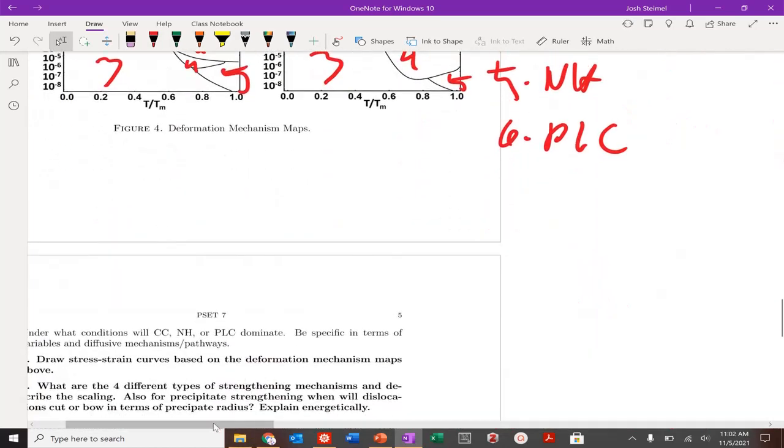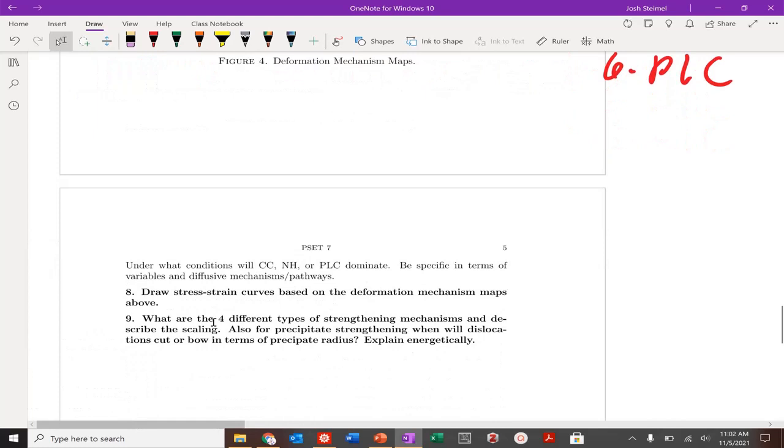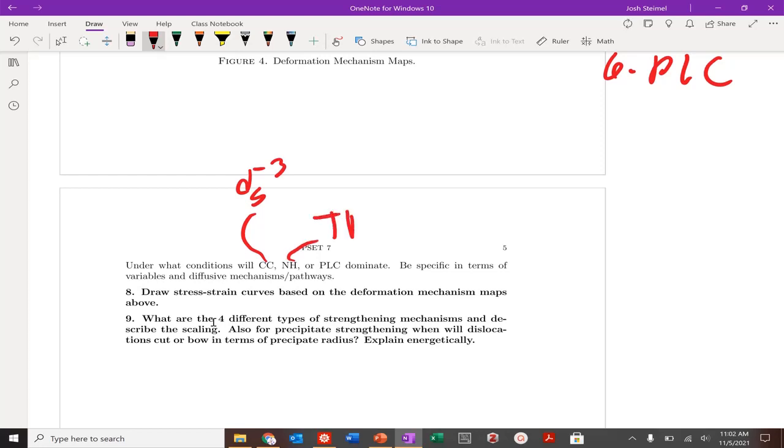Under what conditions will Coble creep, PLC, and Nabarro-Herring dominate? So remember, Coble creep is when we have small grain size, d_g to the minus 3. Nabarro-Herring will dominate at very, very high temperatures. PLC dominates when our stress is high, with the stress to the 6th power law scaling.